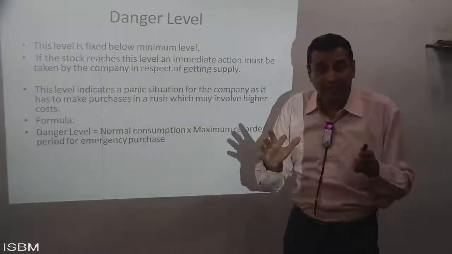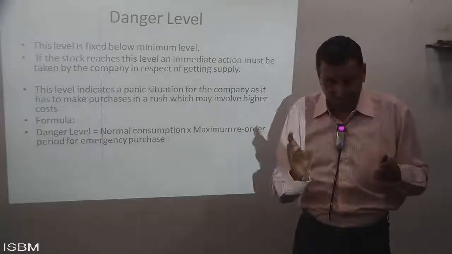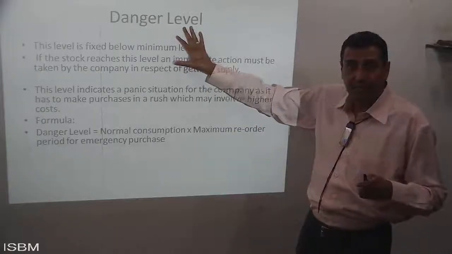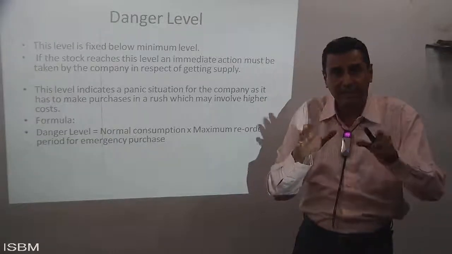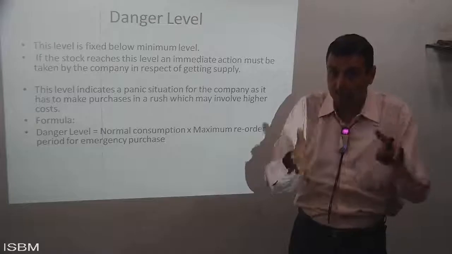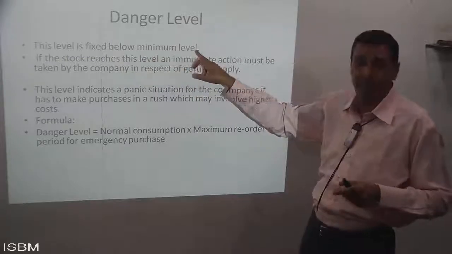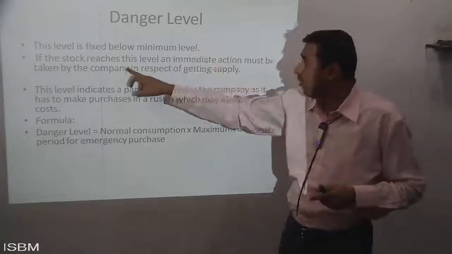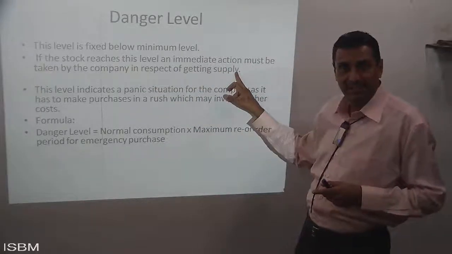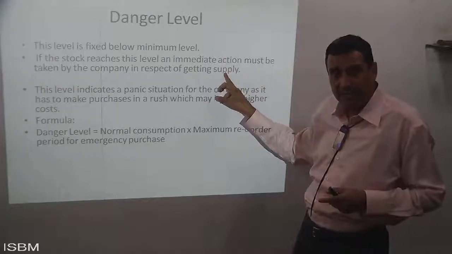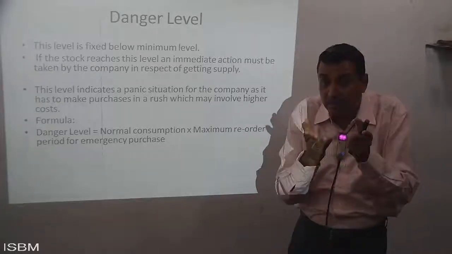Now there is another level called danger level. So we have seen minimum level, maximum level, and reorder level. Now this danger level. Danger level is when your stock falls below the minimum level, and it is a very dangerous situation where you end up in a stock out situation which may hamper the production process. This level is fixed below the minimum level. So if the stock reaches this level, immediate action must be taken by the company in respect of getting the supply. This is the most dangerous level the company is keeping, so that at a very bare minimum, below the minimum level, the company is managing their production.